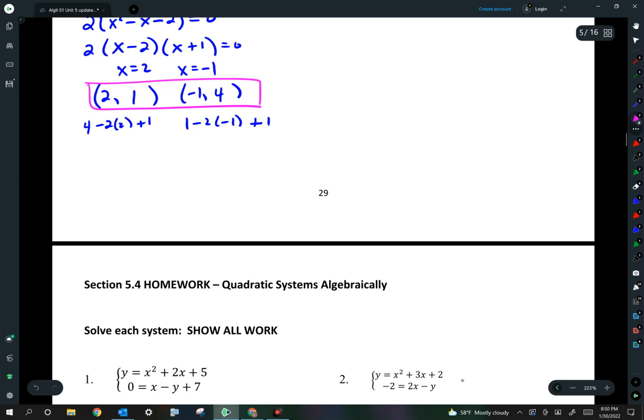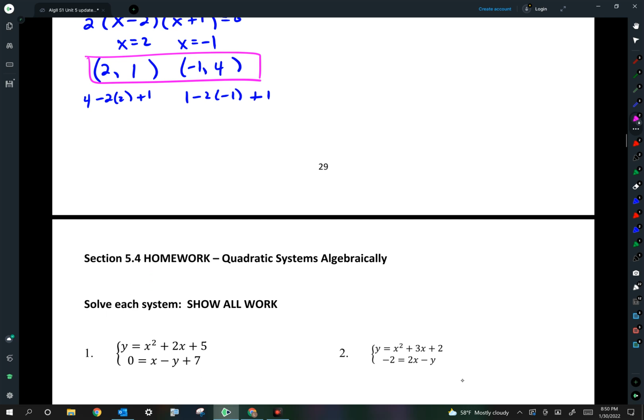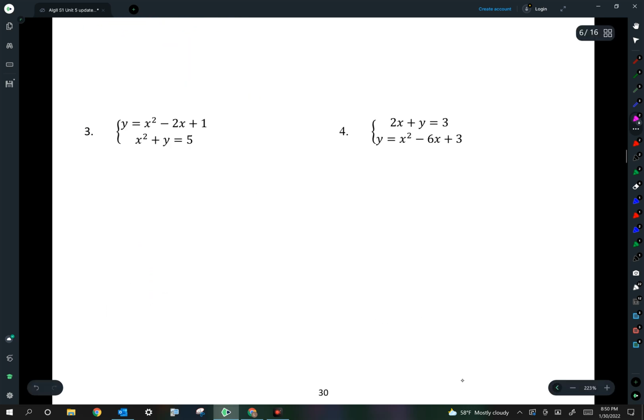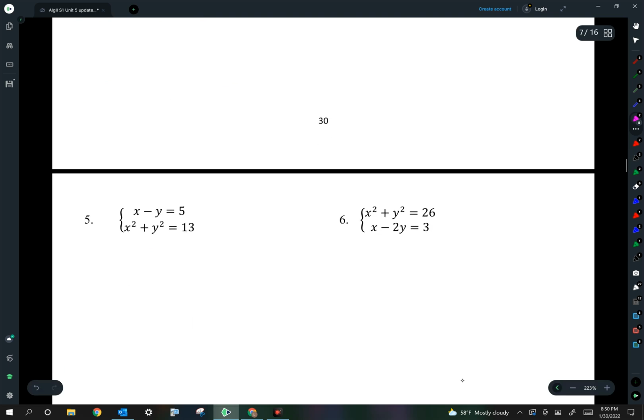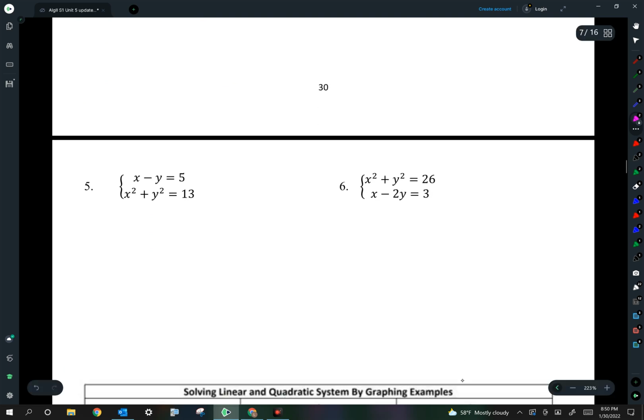Okay, so that's enough examples from the homework. There are a couple problems that are a little more involved in the homework, and I want to do an example of that. So let's do number 5 from the homework together. So in this case, neither of the equations has been solved for one of the variables, so I can substitute.